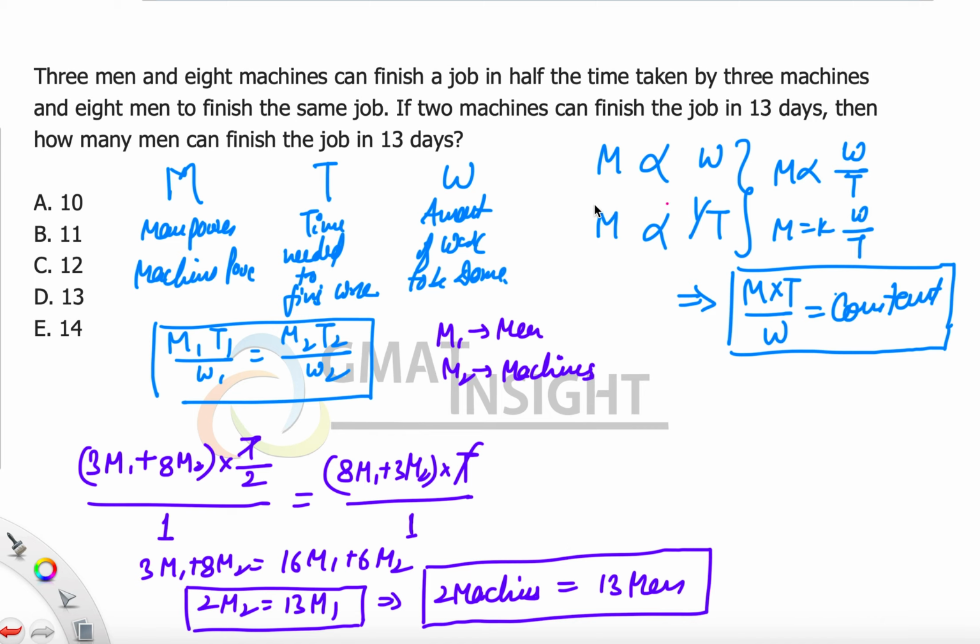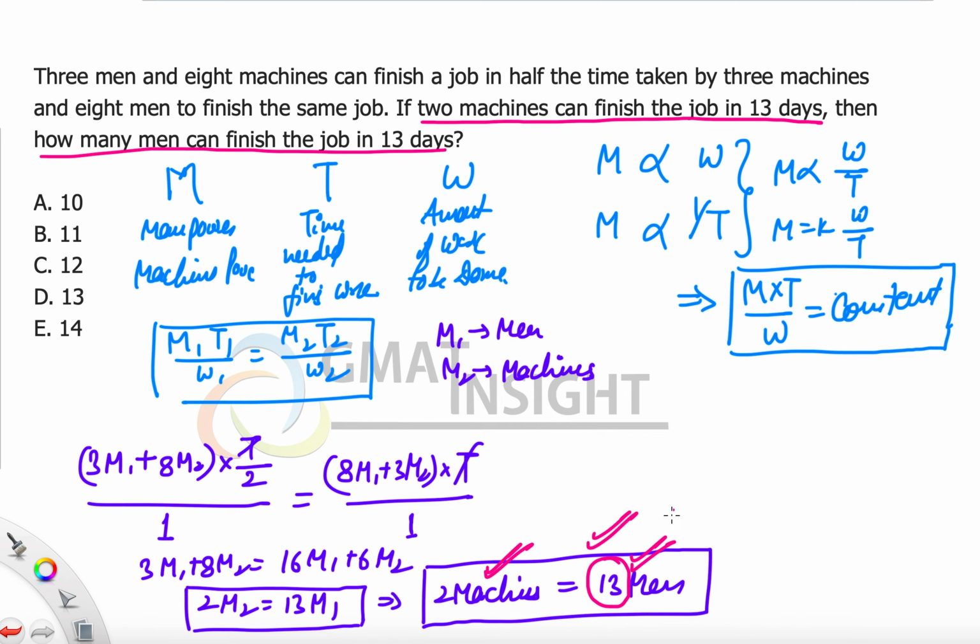Now let's see the next information. The question says that 2 machines take 13 days to finish the job. Then how many men can finish the job in 13 days? Because 2 machines are equal to 13 men, therefore the time taken by 2 machines should be the same as the time taken by 13 men to finish the work. And because we have to get the work done by men in 13 days, that means the number of men needed should be equal to 13.